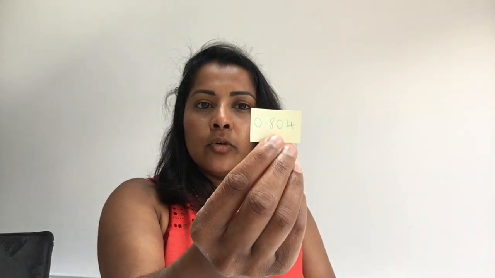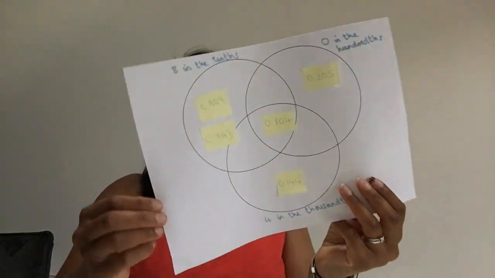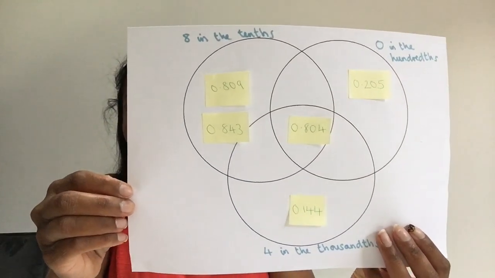I'll do one more, which is this one. I've got 0.804, and I've got an 8 in the tenths column, a 0 in the hundredths column, and a 4 in the thousandths column. So I've kind of hit jackpot. So that one is going to go right in the middle. So there's a bit of an example there.